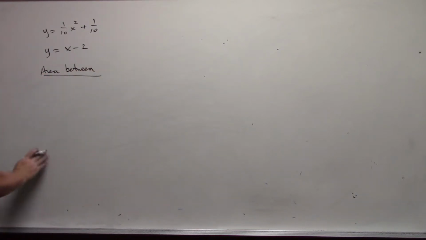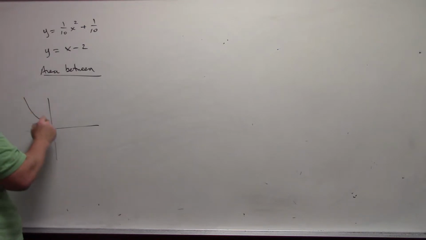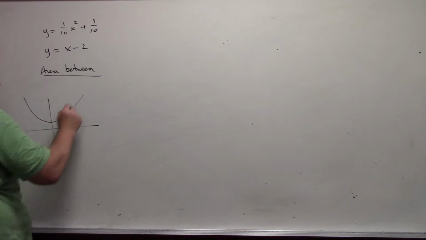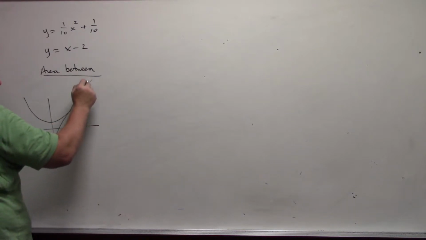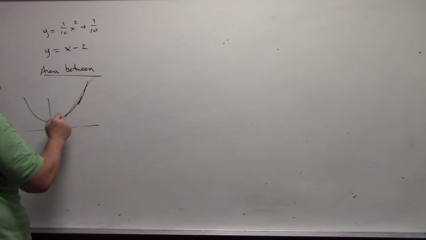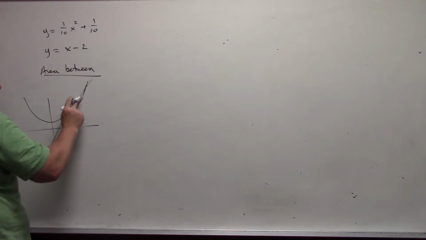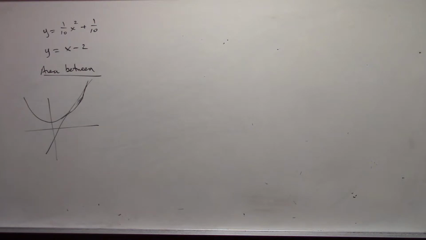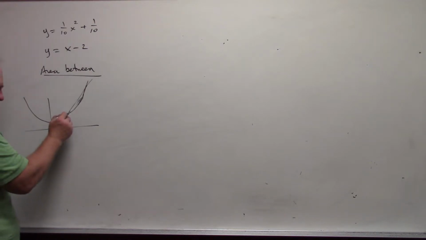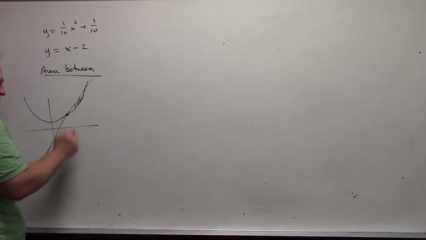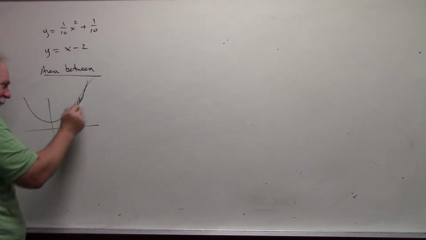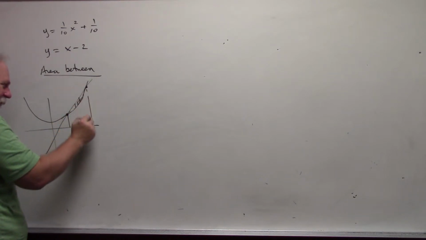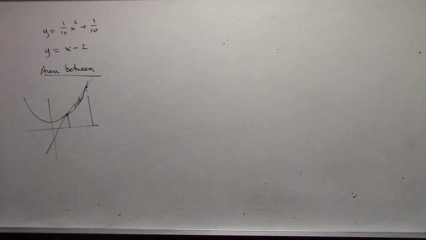The first one is a parabola that opens upward, kind of wide. The second one is a line, looks like this, and let me exaggerate this a little bit. This sliver of area is what we're looking for, and in order to determine that, if I want to use vertical rectangles, I need to know the x values at these endpoints of that area.